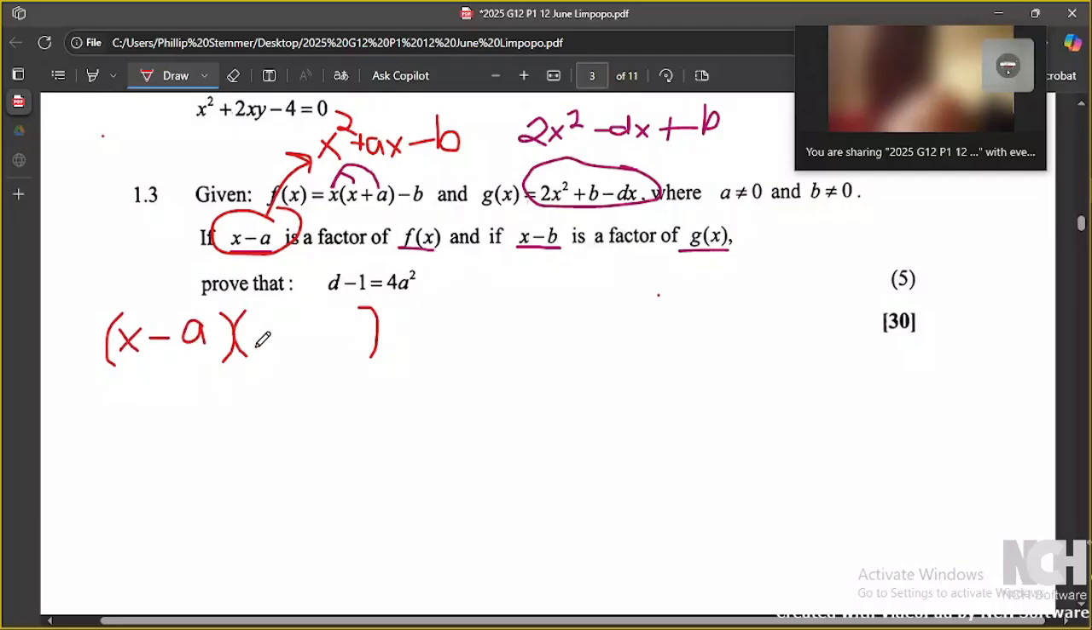x minus a is a factor of f of x, but for b, the quadratic is a factor of f of x. Because a and b are specific numbers, and x is the variable.